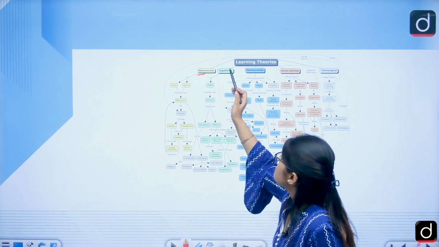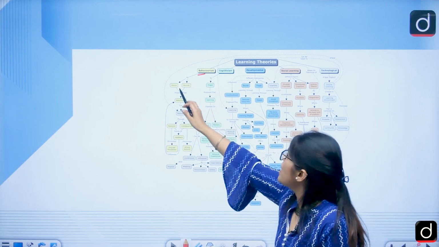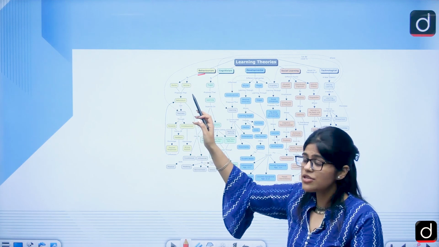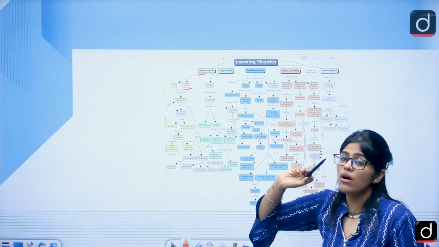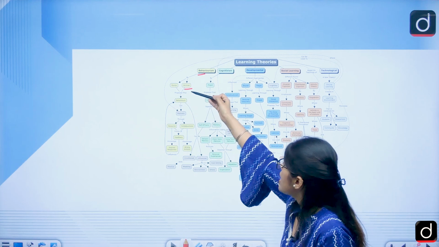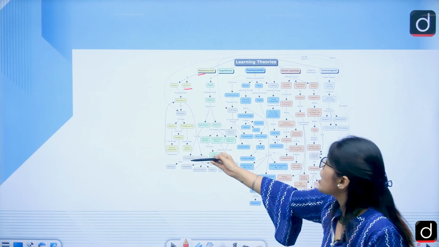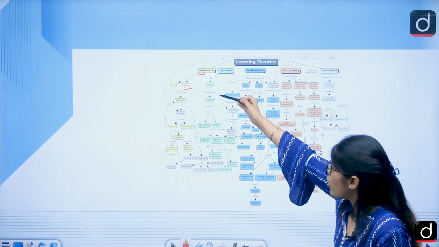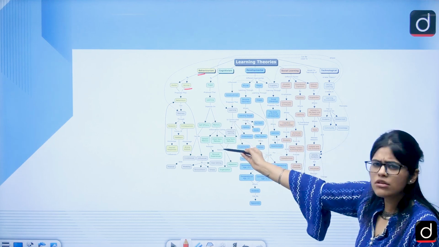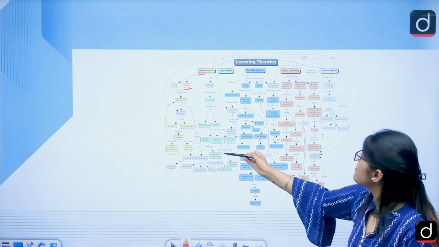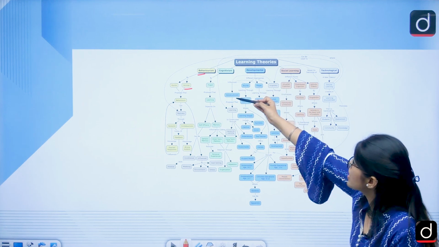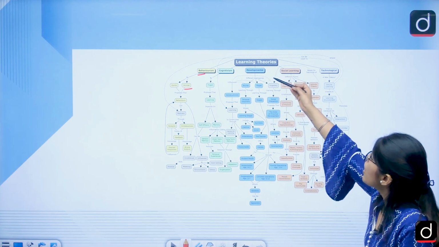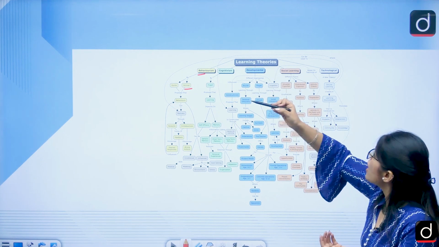Then we'll be dealing with behaviorism, in which Ivan Pavlov has given the classical conditioning theory and Skinner has talked about operant conditioning. Then we see how the behavior of a child is molded. We'll study cognitivism: short-term, long-term, or the sensory motor memory. Then we'll be studying constructivism. We'll be studying Lev Vygotsky, Bruner, Piaget.